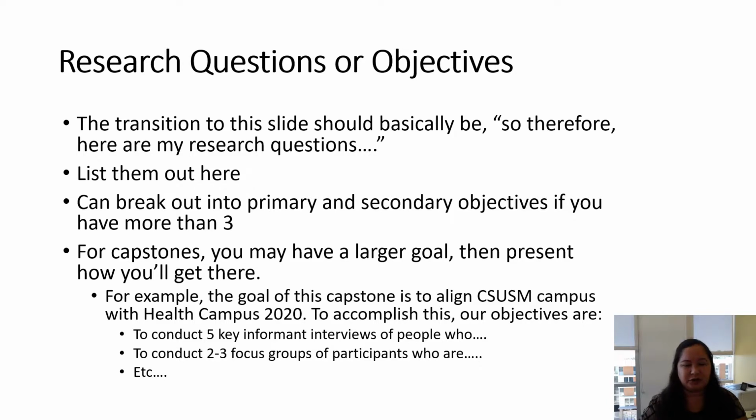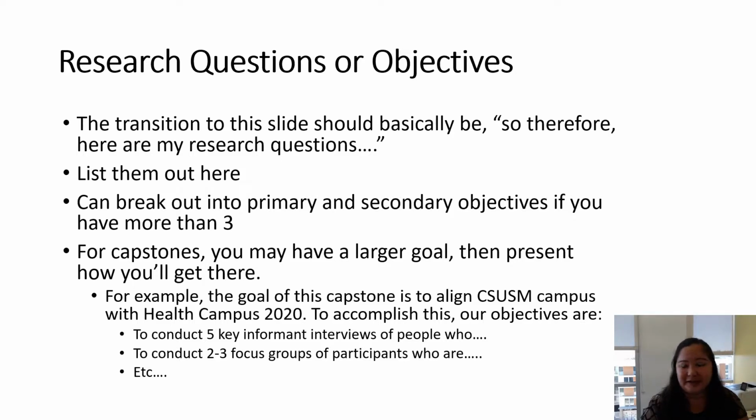But your research questions, you want to list them out. If they're objectives, you could break them out into my primary objective is, and then I'm also interested in looking at number 2 and number 3. For capstones, it might be a little different. You might have a larger goal, and then you'll kind of break down the objectives a little bit differently, especially if it's more methodological.